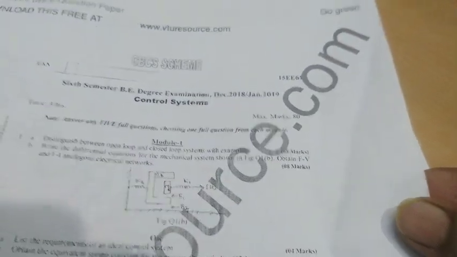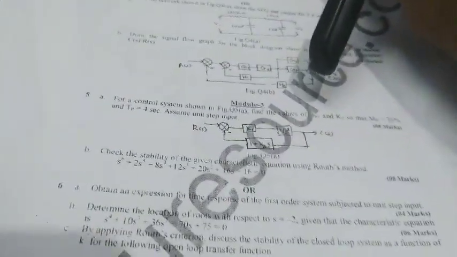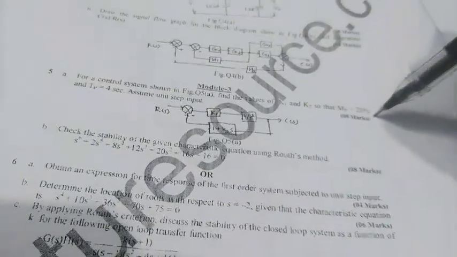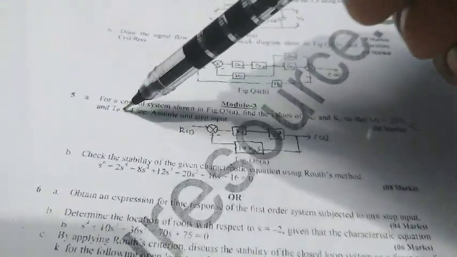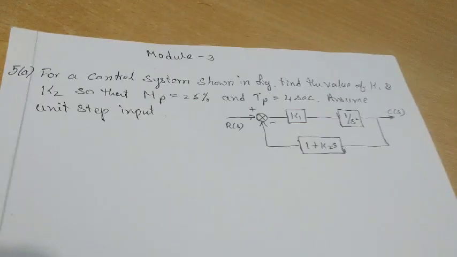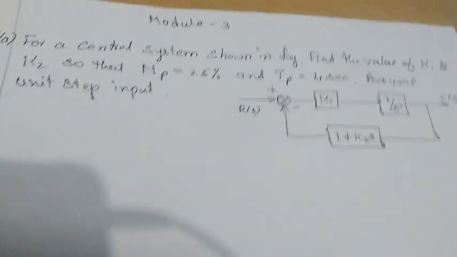Next problem we'll do, that is asked in December 2018, that is third module problem, which is given as fifth A problem. For a control system as shown in figure, find the value of K1 and K2 so that peak overshoot is 25% and peak time TP is 4 seconds. They gave us a block diagram and they asked us to find out the values of K1 and K2.